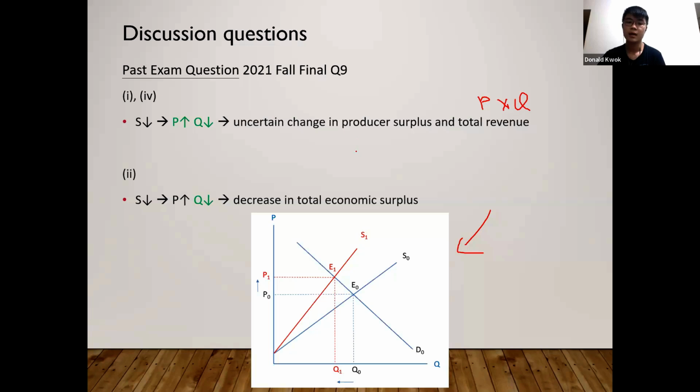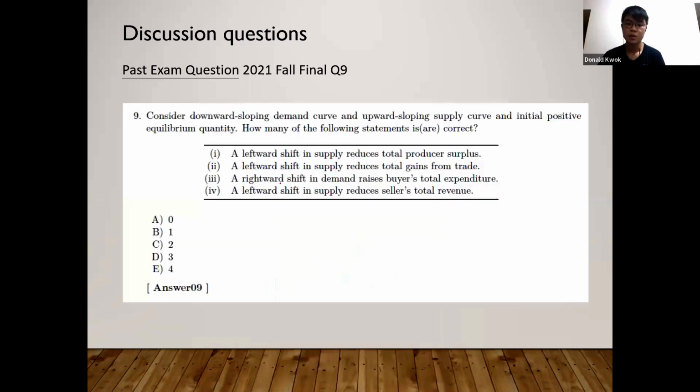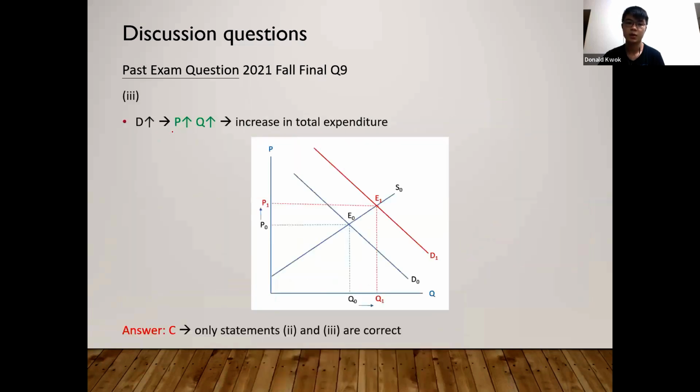And finally, for statement 3, a rightward shift in demand raises buyers' total expenditure. A rightward shift in demand is actually an increase in demand, which would lead to an increase in price and an increase in quantity transacted. And again, total expenditure is calculated by P times Q. Both price and quantity increase here, so total expenditure must increase. So statement 3 is also correct.